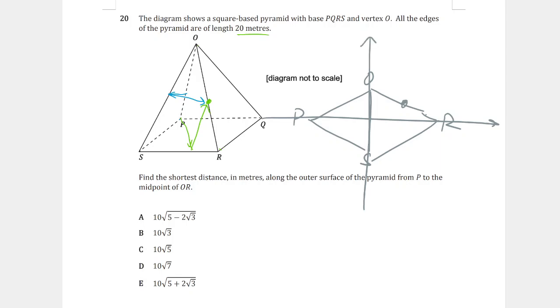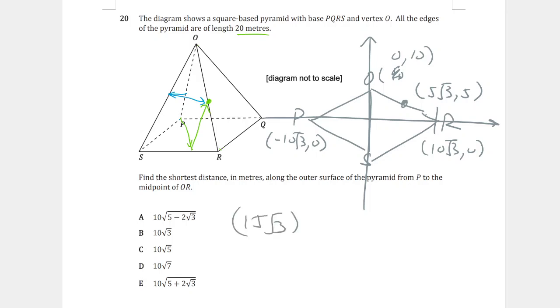So what are the coordinates of P? From the calculation just now, the height of the triangle is 10 root 3, so P is negative 10 root 3, 0. What are the coordinates of R? That is 10 root 3, 0. What are the coordinates of O? That is 0, 10. What's the midpoint of OR? 5 root 3, 5. Good. So we now take the distance from P to that midpoint. Same logic: the change in X squared is 15 square root of 3, all squared, plus the change in Y, which is 5, squared.